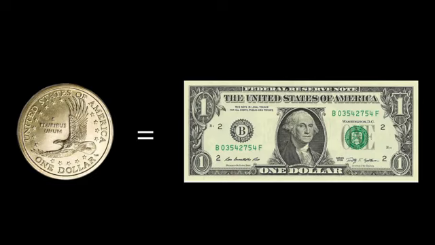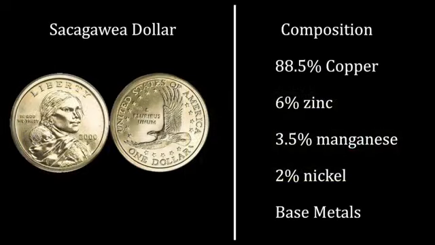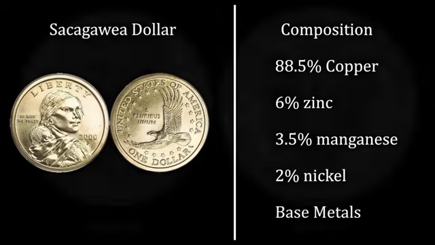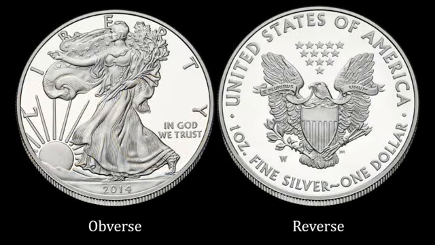That seems simple enough, but things get a little more complicated. This Sacagawea $1 coin issued by the U.S. Mint designated as $1 contains 88.5% copper, 6% zinc, 3.5% manganese, and 2% nickel. All these elements are considered base metals. If we took this dollar to the United States Treasury or a Federal Reserve Bank, they would, unfortunately, not redeem it for this dollar. Why not? It's a dollar, isn't it?